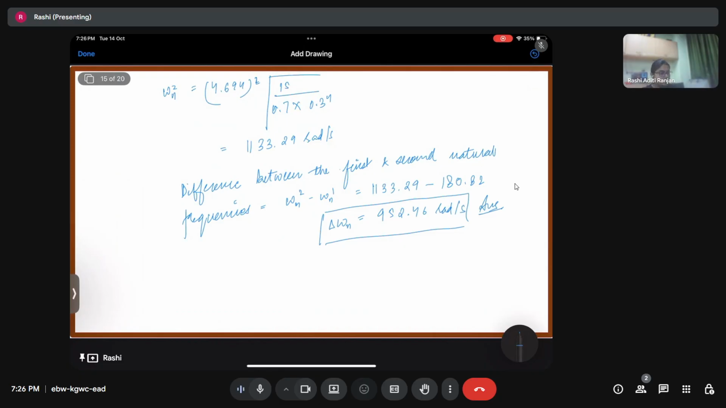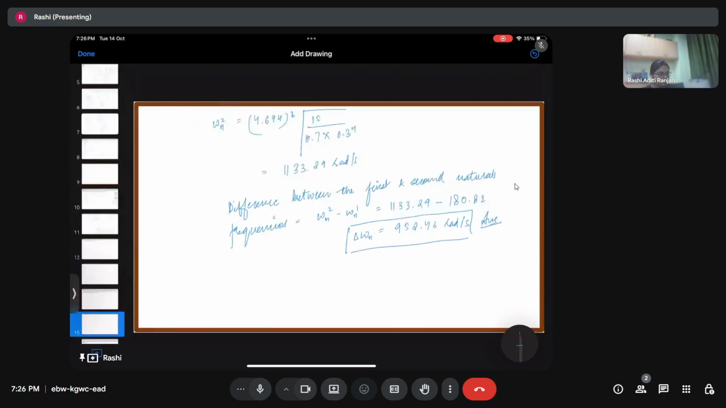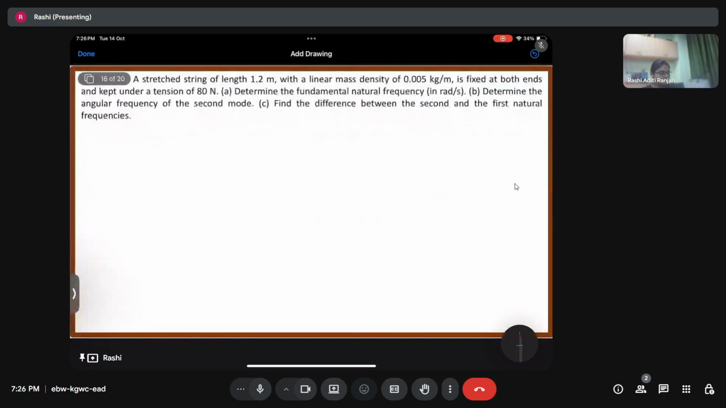Coming on to the other question. So we have a stretched string of length 1.2 meter with a linear mass density of 0.005 kg per meter, which is fixed at both the ends and kept under a tension of 80 Newton. Determine the fundamental natural frequency. We have to determine the angular frequency of the second mode and find the difference between the second and the first natural frequency. It is similar to the previous question.